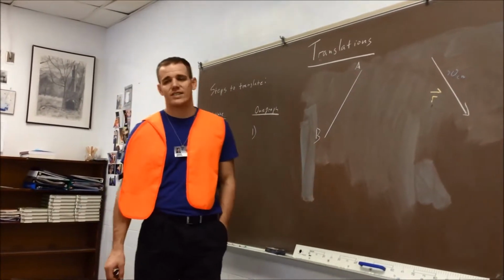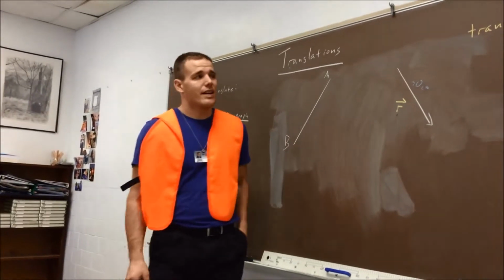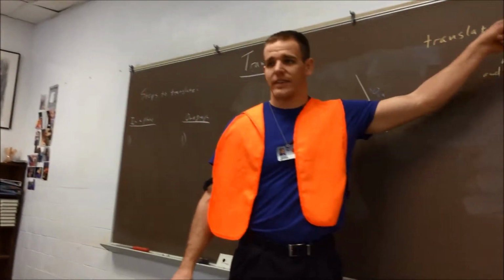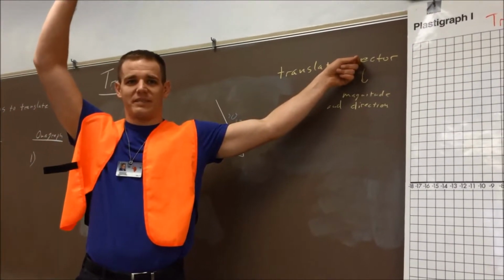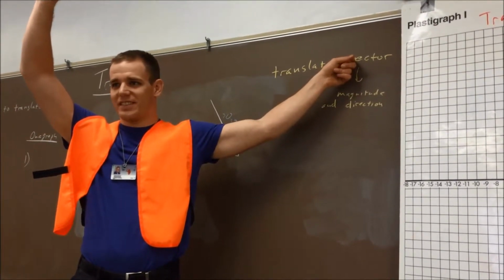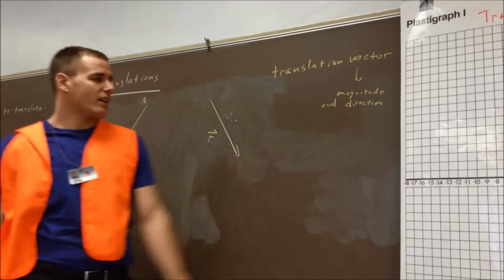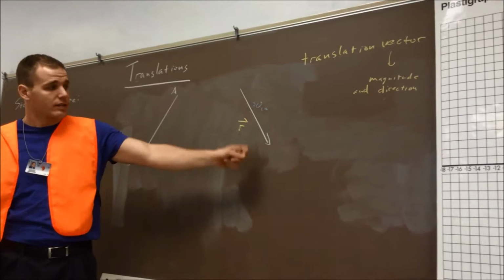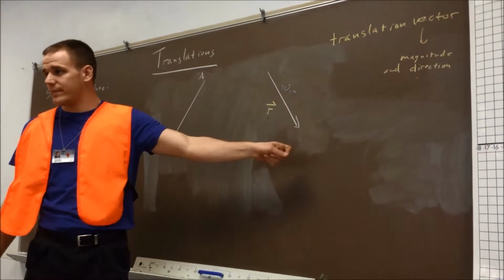Translations are where we just slide something over. And we slide something over using a translation vector. Now, how many of you have seen Despicable Me? The villain, Vector, right? Magnitude and direction. That's exactly what these do. They tell us how far we're going. In this case, we're going 30 centimeters. And what direction? That way.